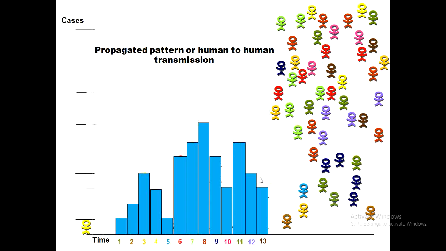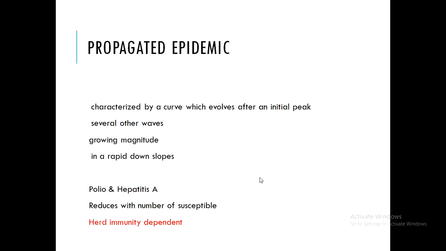The propagated pattern is basically affected by the number of infected individuals and the number of susceptible individuals. It depends upon the attack rate, the secondary attack rate, and the herd immunity present in the community. Examples of propagated epidemic are the transmission of polio and hepatitis A from one person to another, and it is herd immunity dependent. If the susceptible population is there, we expect again a high wave affecting the susceptible population from the infected population.